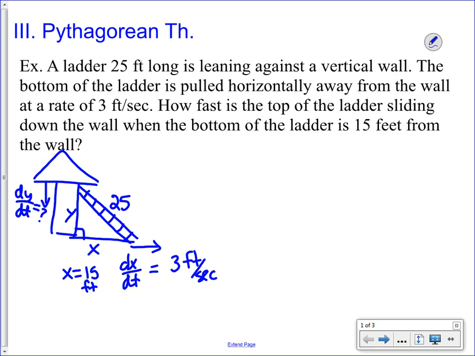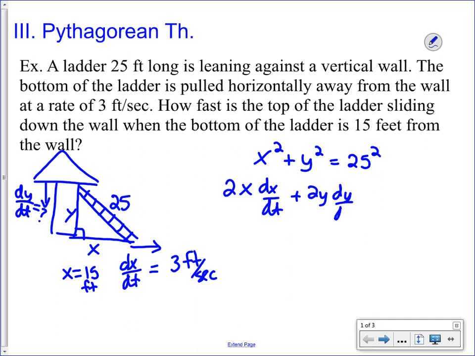Okay, so our equation is going to be Pythagorean theorem, x squared plus y squared equals 25 squared. Okay, so then you want to find your derivative, and you want to use implicit differentiation with respect to time. Okay, so the derivative of x squared is 2x dx/dt plus the derivative of y squared is 2y dy/dt equals 0, because the derivative of 25 squared is 0.